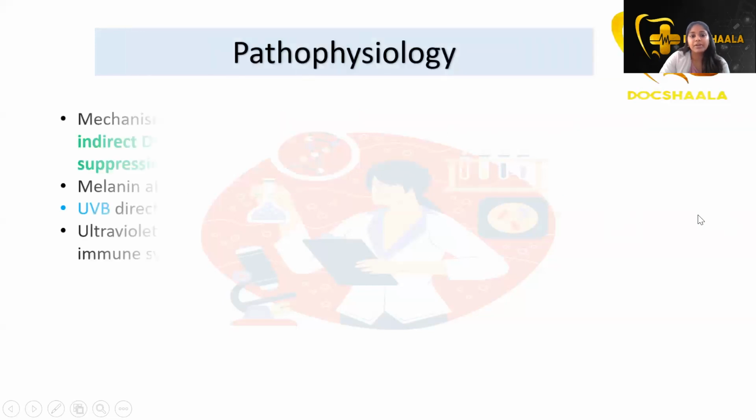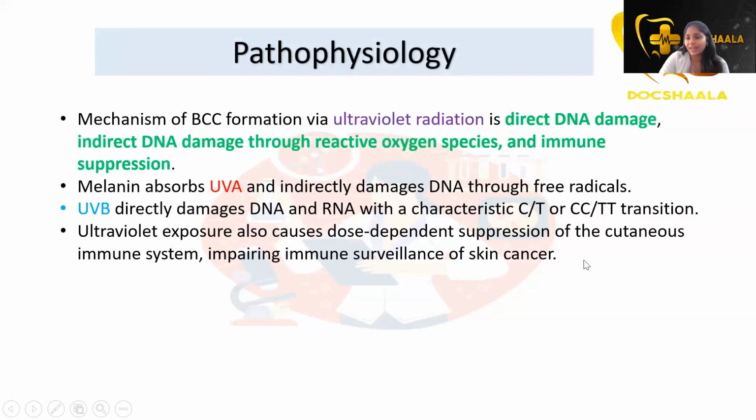Okay, then coming to the pathophysiology. So what is the mechanism behind this basal cell carcinoma formation? Because we don't know whether everybody of us is exposed to sun, but does every sun damage cause this basal cell carcinoma? No, it is only caused due to ultraviolet radiation. When this ultraviolet radiation from the sun causes direct or indirect DNA damage in the patient, then only there are chances of developing a basal cell carcinoma.